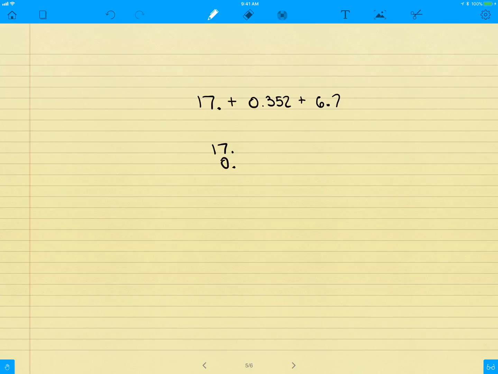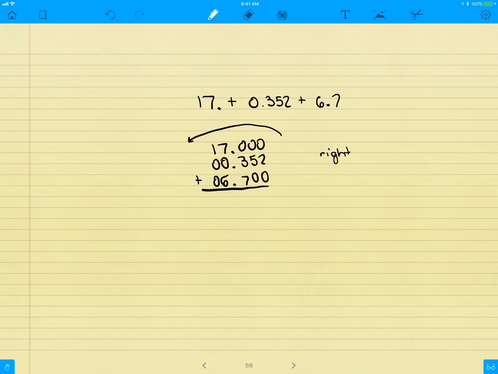Then I put the 0.352. So I'm lining up the decimal points so they're on top of each other. And then 6.7. And again, I want to fill in all the zeros so all the numbers have numbers above it and below it so that they're all the same length. And we're going to add all these numbers together. So we're going to start on the right side, and we're going to work our way to the left. We're working our way this way.